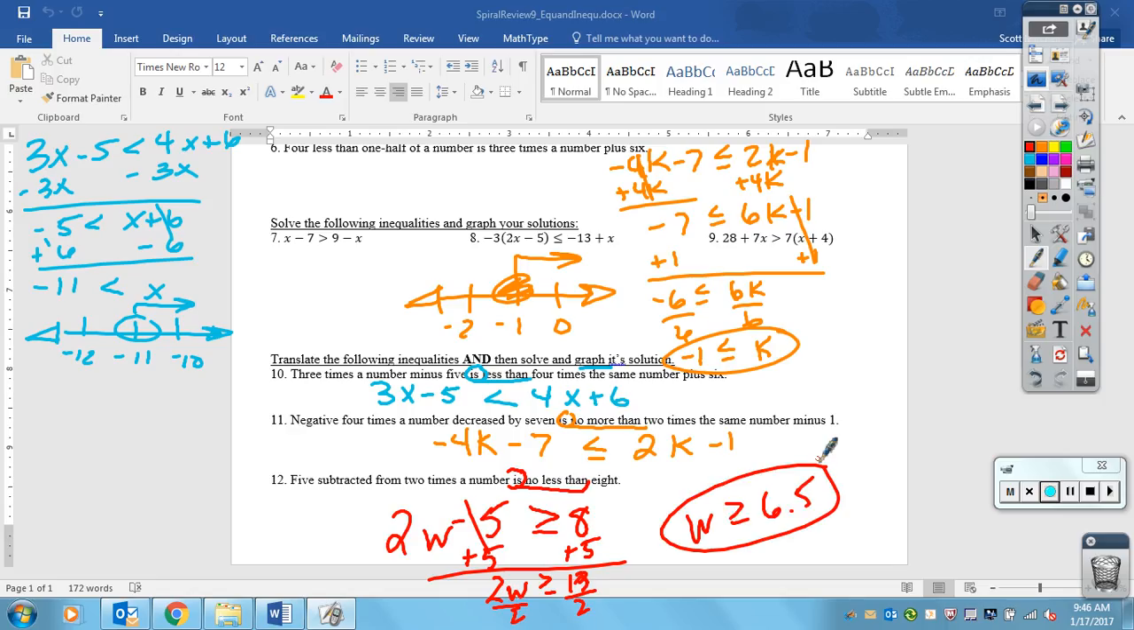Yes, decimals happen, that's okay. This would be 6.5. You can go by decimals if you like. That means this would be 7.0, and this would have been 6.0. It is a closed circle, and once again, w is on the big side.